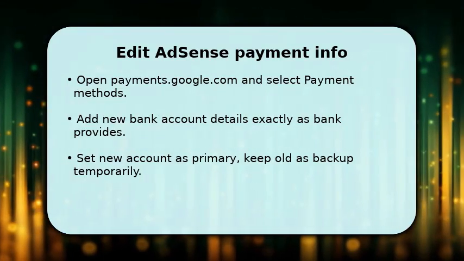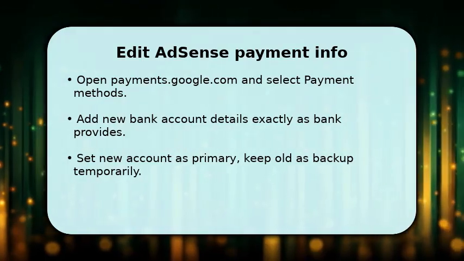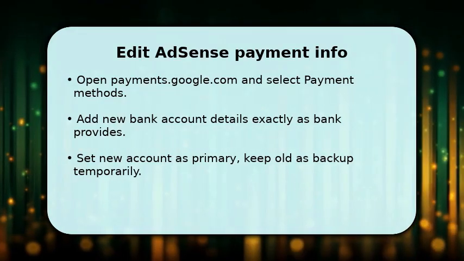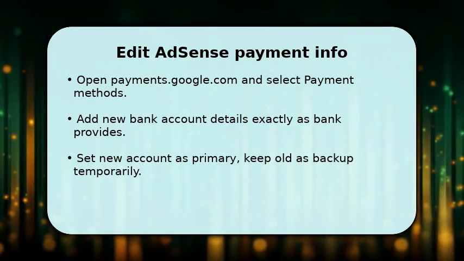Add the new bank account, typing the routing and account numbers exactly as your bank shows them to prevent rejects. Once added, mark that new account as the primary payout method so future earnings route there.